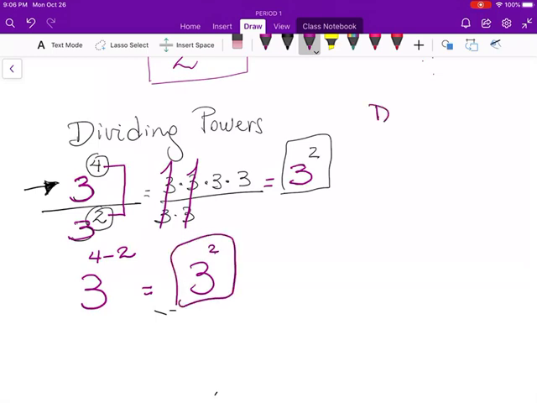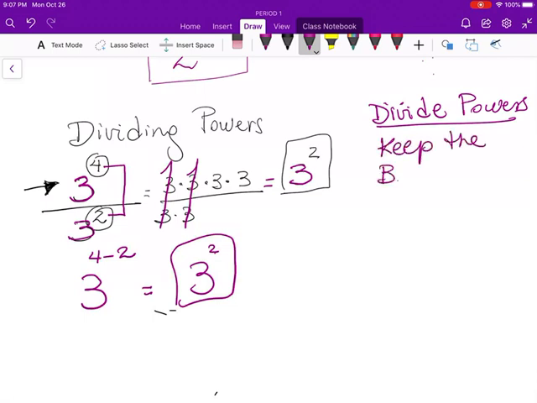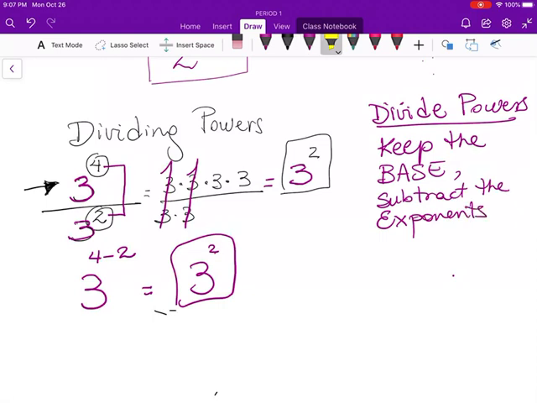So when you divide, what you're going to do is keep the base, and remember, it only works when the bases are the same. Keep the base, comma, subtract the exponents. Okay? So it's kind of the same thing as when you multiply. You do keep the base, but here we are going to subtract the exponents.